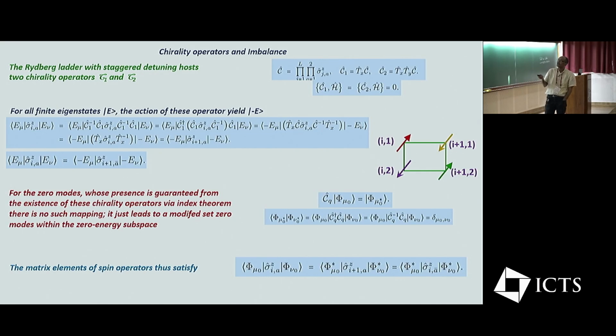And what this does is that if you take the matrix element between any finite energy state, you can show that it's equal to the expectation of sigma z at site i plus 1, shifted by one site, at negative energies, okay, E going to minus E. And similarly here, it shifts to the other side of the ladder. However, for the zero modes, this doesn't hold because the chirality operators do not convert a zero mode to another particular zero mode. There's nothing called negative of the zero mode. So it just takes you to another set of zero modes, okay? So the matrix elements of the spin operator in the zero energy subspace satisfy this.